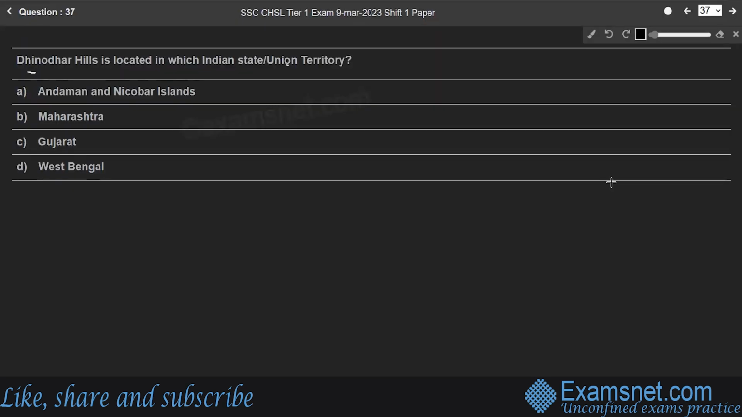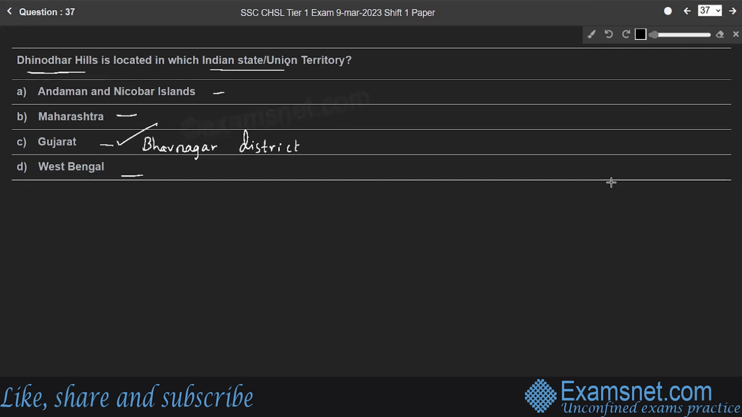Question 37. Dinodhar Hills is located in which Indian state or union territory? Option A, Andaman and Nicobar Islands, Maharashtra. Option C, Gujarat. And option D is West Bengal. Here, Dinodhar Hills is a scenic mountain range located in the Bhavnagar district of Gujarat. So in Bhavnagar district of Gujarat. So option C is the right answer.